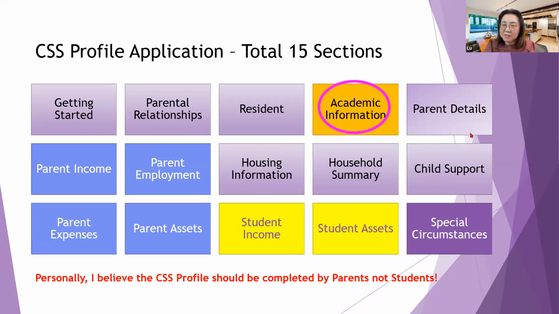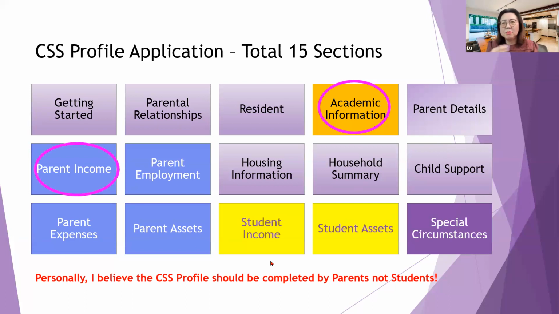Parent detail, very simple. Same thing like the student detail, just parent's social security number, date of birth. And in this section, they will ask you your education level. So make sure that you fill out correctly, whether it's a college graduate or high school graduate. That's the area that they want to know whether the parents have been to college or not.